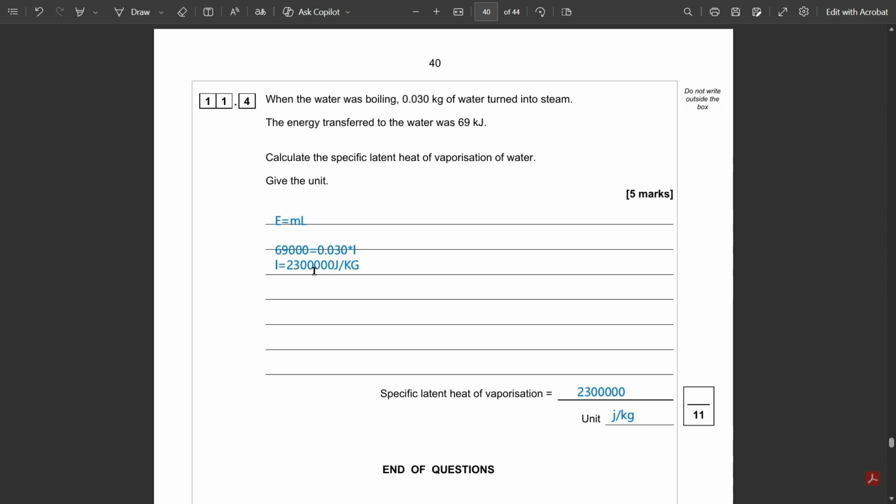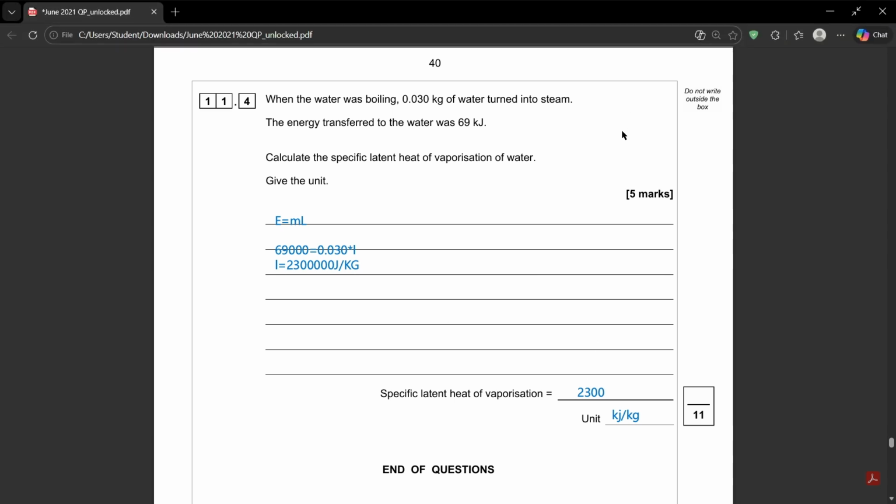I need to count the zeros. 2,300,000. And for the units, well, because you're dividing energy by mass, it's going to be joules per kilogram. Or you could have done it in kilojoules per kilogram if you just divided by 1,000, and then you get 2,300 kilojoules per kilogram. Or you could have done it in megajoules per kilogram. Any unit, as long as your maths makes sense.